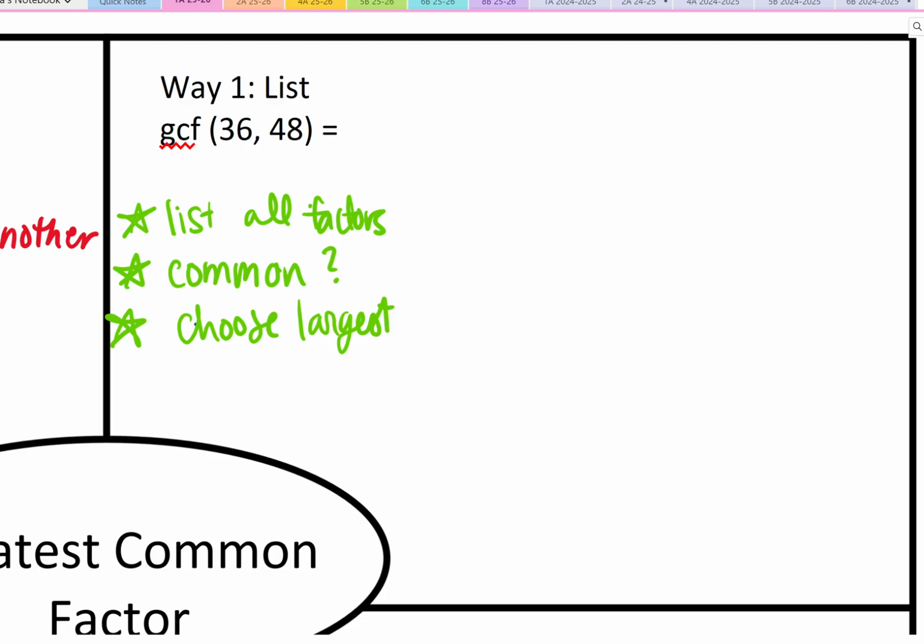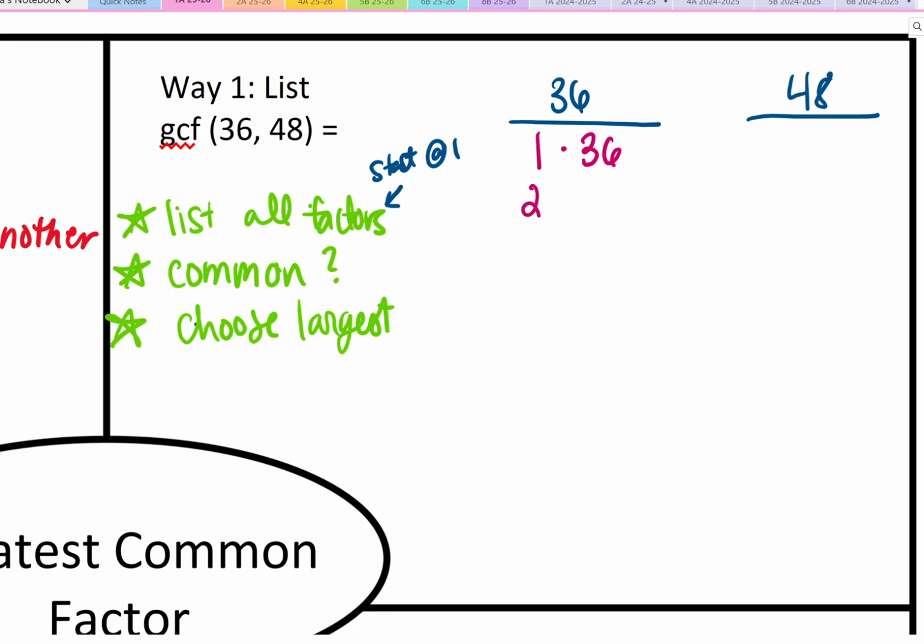So let's start with these. I got my 36 and I got my 48. Whenever I'm listing my factors, we always want to start at 1, just so we make sure we do not miss any of our common factors. So 36, I know 36 is 1 times 36. 2 is evenly divisible in here. It ends in a 6, which means that it's even, so it's divided by 2. So 2 times 18. 3, okay, so 3 goes into 36, yes. It goes in 12 times.